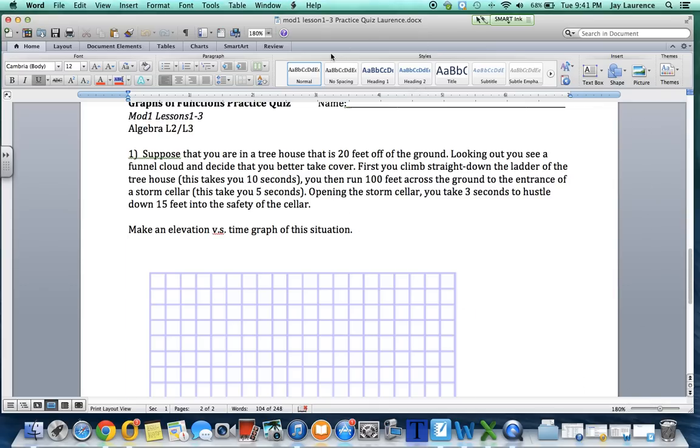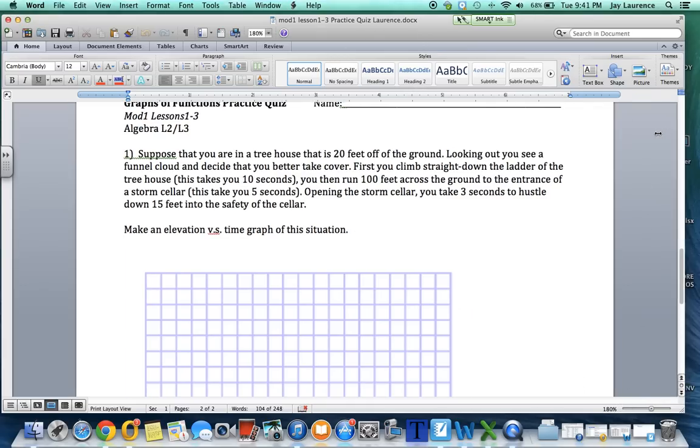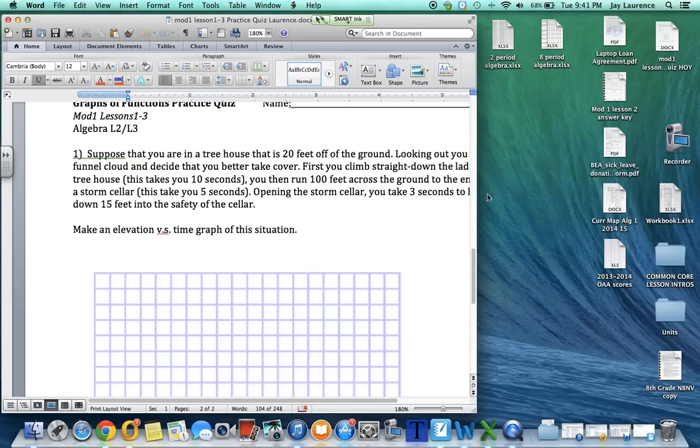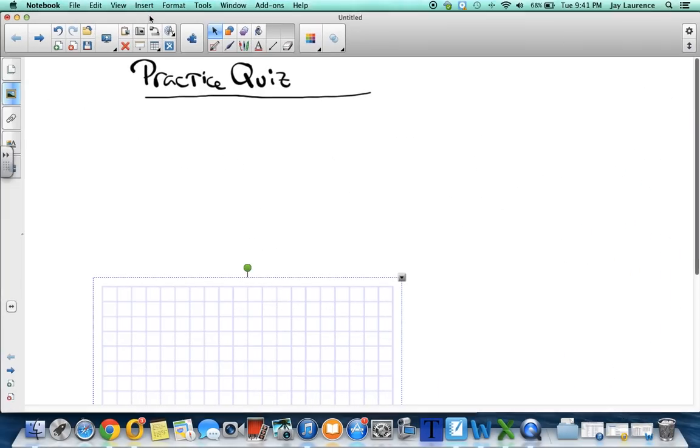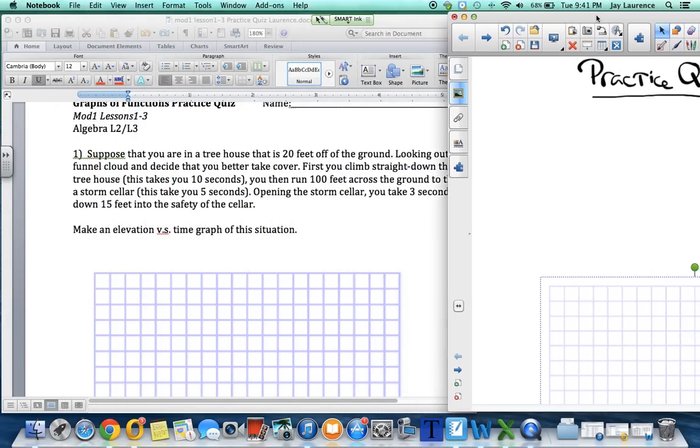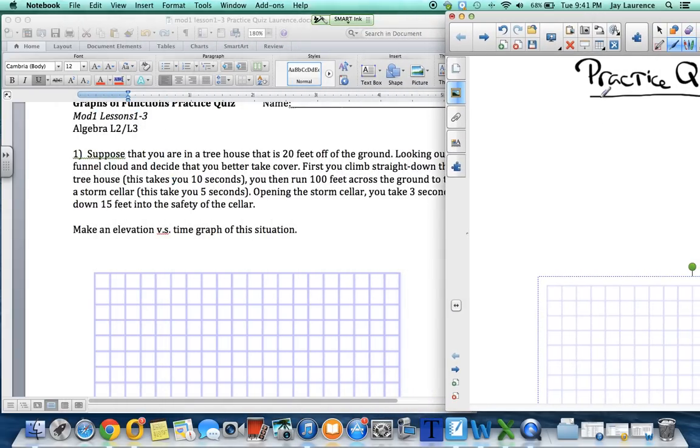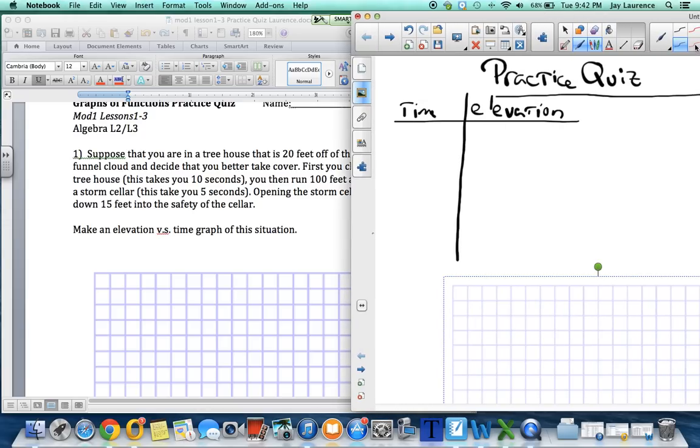So I'm going to have to kind of go between things here. Let's see if I can make this a little bit smaller and bring my video back up. All right, the first thing I'm going to do is make a table. I'm going to do time, and then elevation.